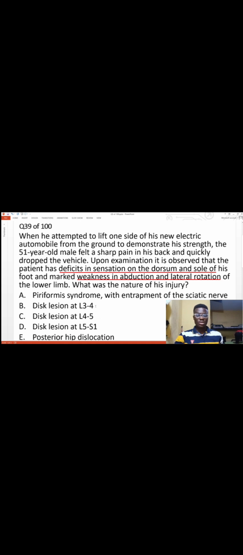So in option B, we have the entrapment, or the compression, of L4. In option C, we have compression of L5, and in option D, we have compression of S1. So L4 gives cutaneous innervation to the skin on the medial side of the leg and the medial border of the dorsum of the foot. Those are the skin areas that L4 supplies, and I don't think that's what the question says here. It says skin on the dorsum and sole of the foot, so that is clearly not the correct answer.